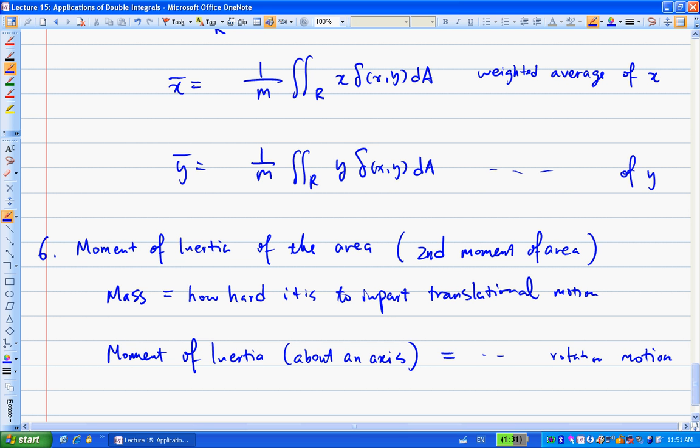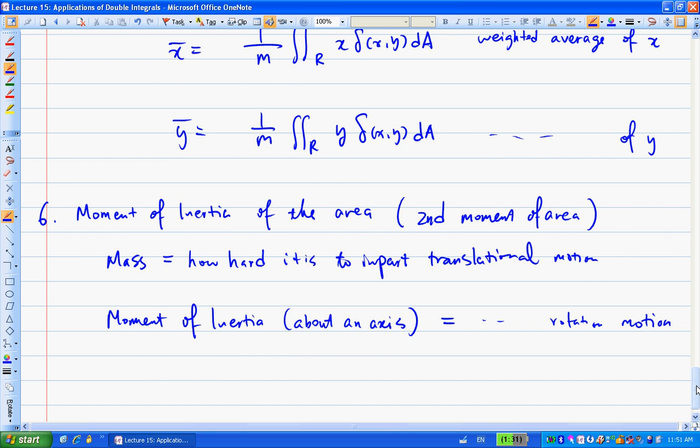So you have a cross-section area here, and that's the plate, and you're trying to rotate the plate around a certain axis. It's a thin plate. The larger the moment of inertia is, the harder it is to initiate this rotational motion. All right? Now let's talk about this. First of all, let's derive this. I'll call it MOI, moment of inertia.